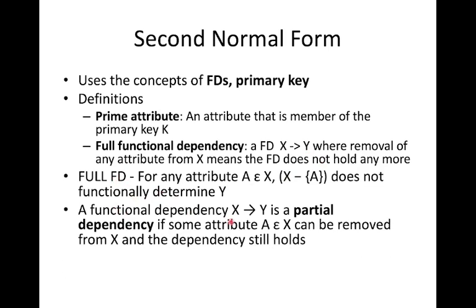So a functional dependency X to Y is a partial dependency. We call it a partial dependency if some attribute A element of X can be removed from X and the dependency still holds. Before going into the definition, we will see an example.